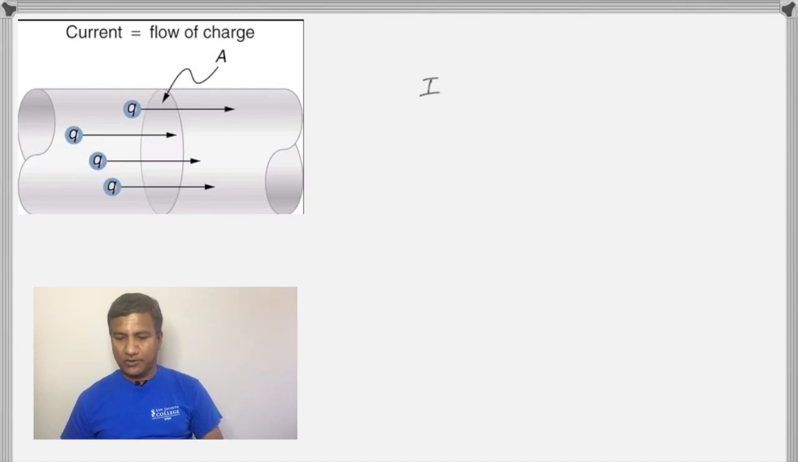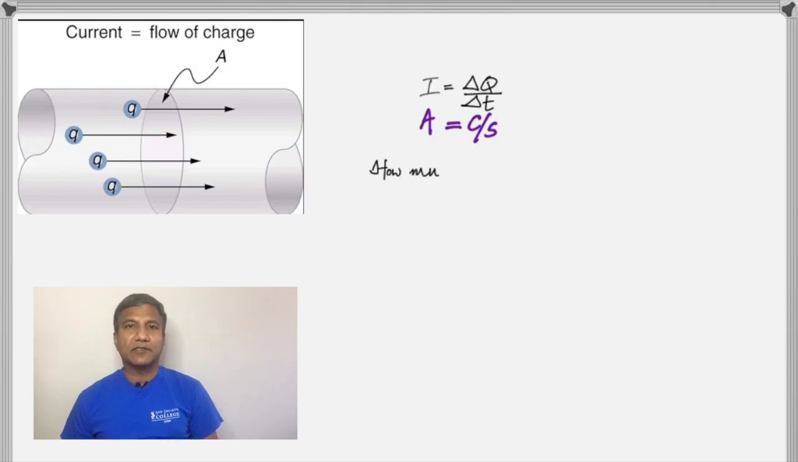So we have this formula right here, which gives I is equal to delta Q by delta T, where delta Q is the charge flowing, delta T is the time in which it flows, and I is the current. So you can see that the unit of current is ampere, because the unit of charge is coulomb and the unit of time is second. So 1 ampere is 1 coulomb per second. That means if 1 coulomb flows in 1 second, you get an electric current of 1 ampere.